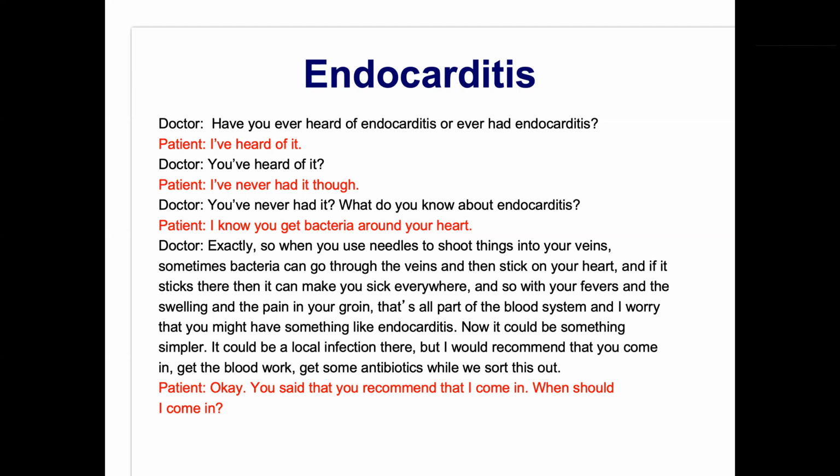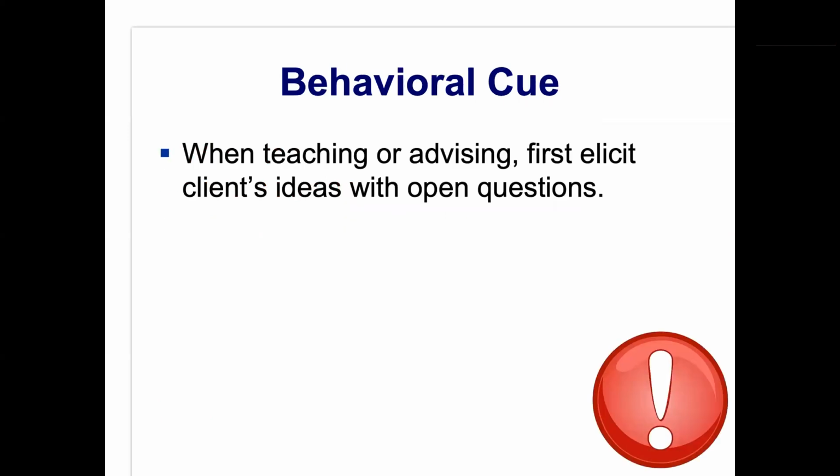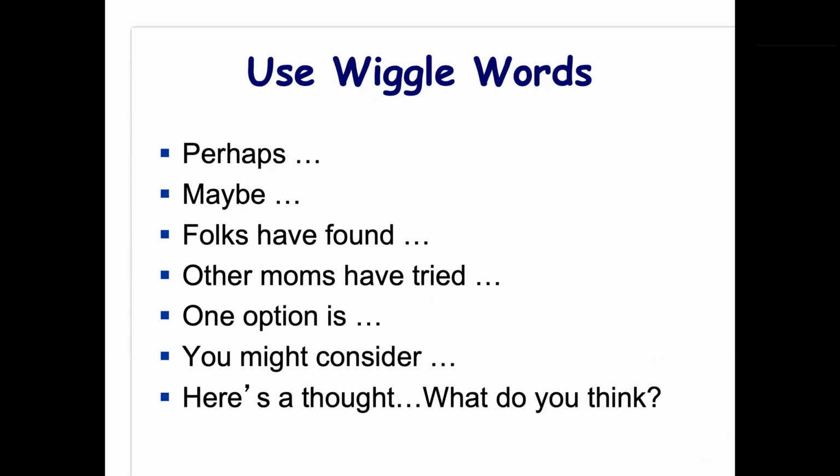By asking him what he knows about endocarditis, she avoids redundancy, telling him things he already knows. Nobody wants to hear things they already know. This is so important that it's accompanied by a behavioral cue. When teaching or advising, when psychoeducating, first elicit the client's ideas with open questions. Ask, tell, ask. Elicit, provide, elicit.